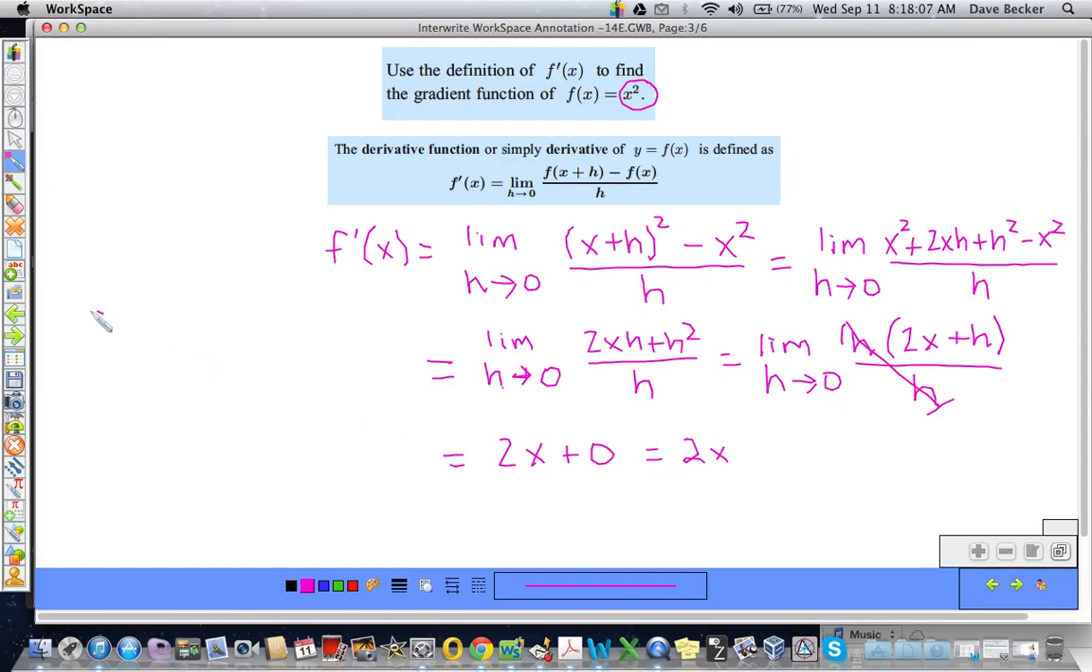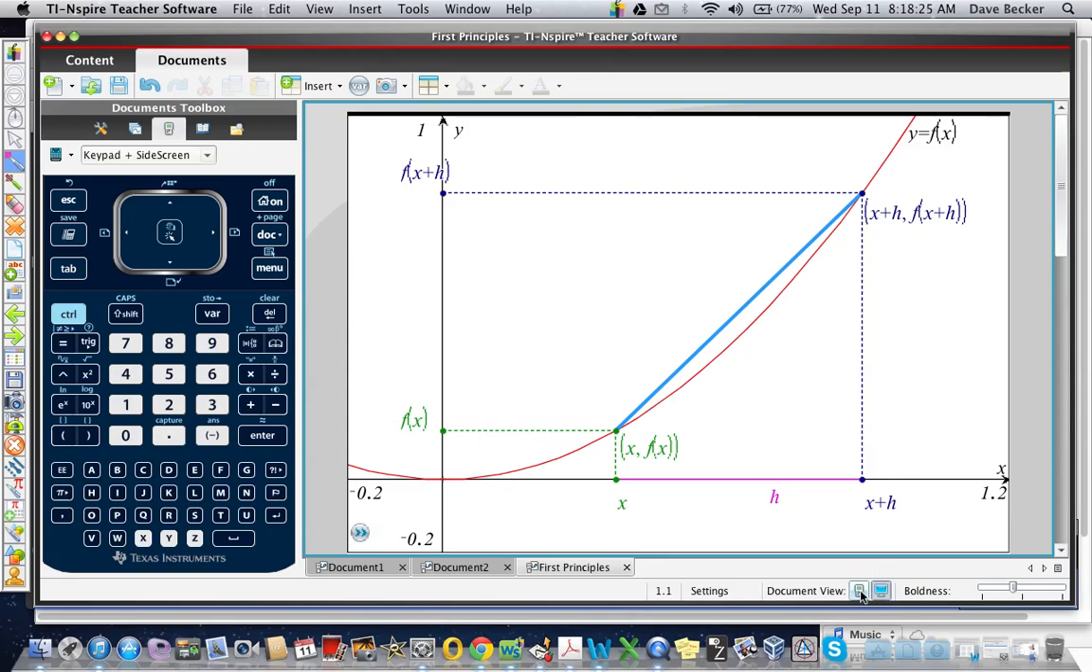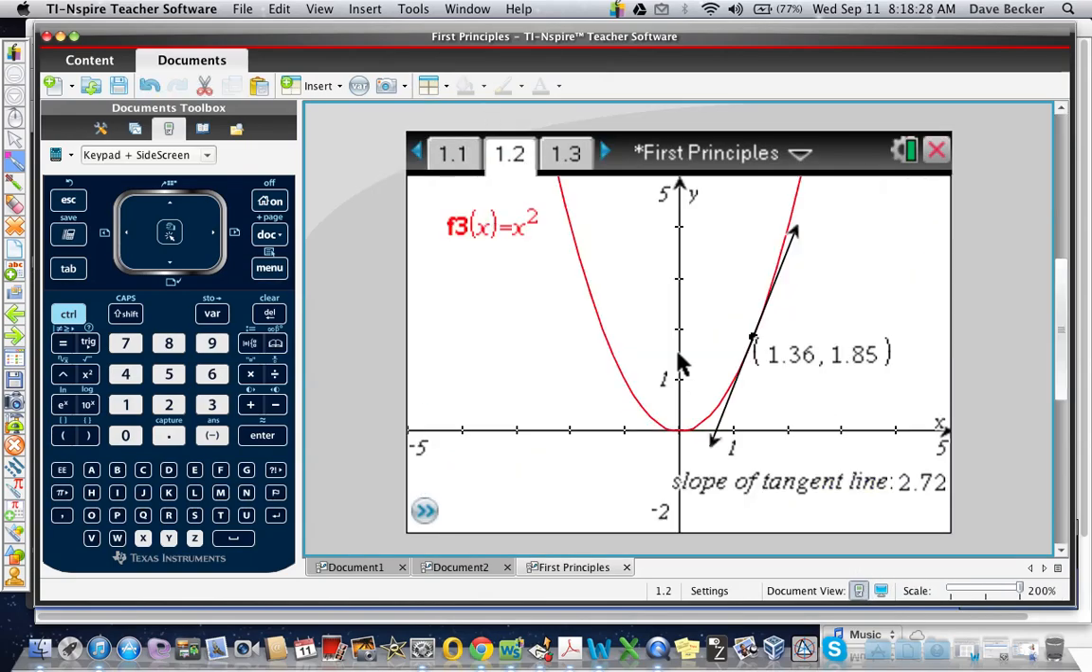So what that means is the derivative function, or the derivative of x squared, is indeed equal to 2x, which means I can use 2x to find the slope of the tangent to the curve. What do I mean by that? Well, I graphed x squared right here for you. Let's just do something easy. I'm going to change the x coordinate to 3. Okay, that's better.